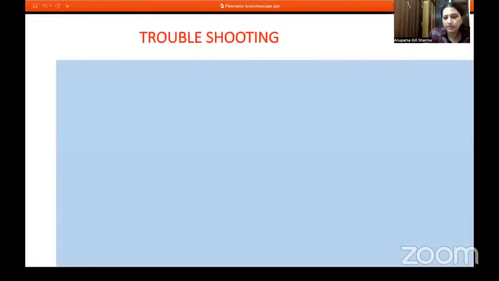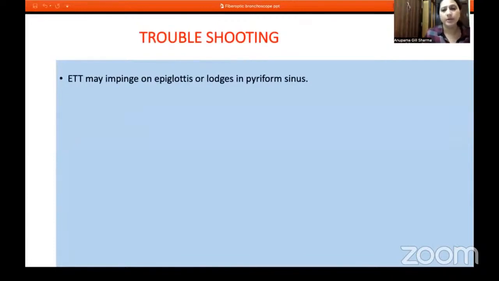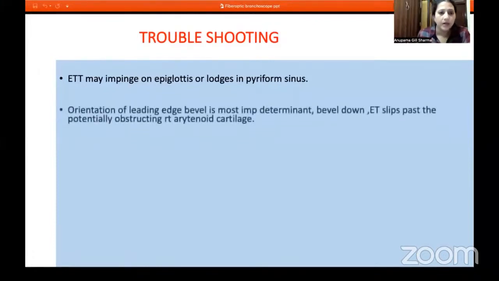Then we go to the various problems that one encounters on using the bronchoscope. The endotracheal tube can impinge on the epiglottis. This is typically more seen when one attempts a nasal fiber optic intubation. It can lodge into the piriform fossa.